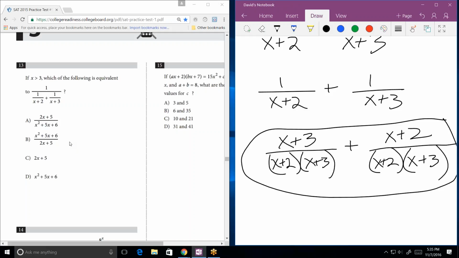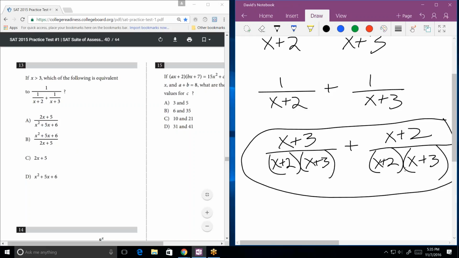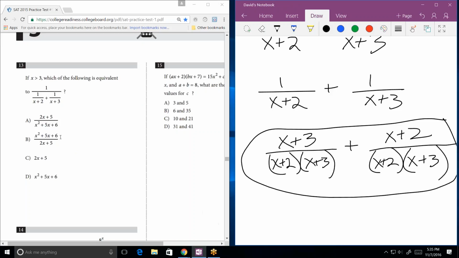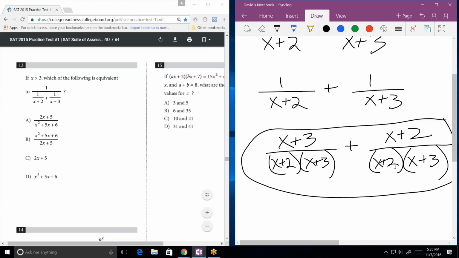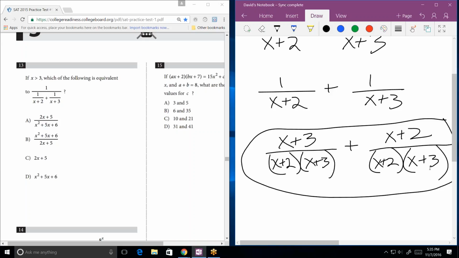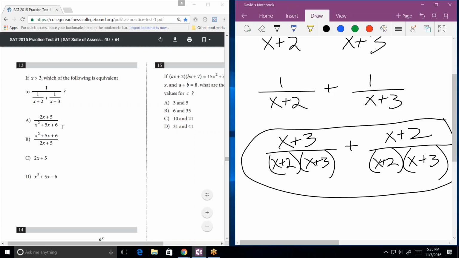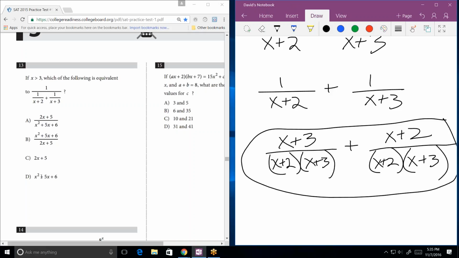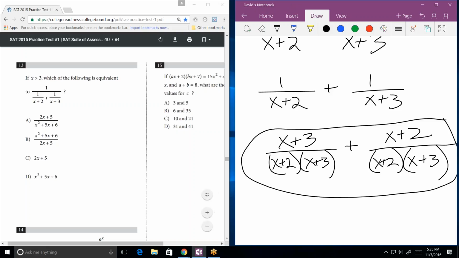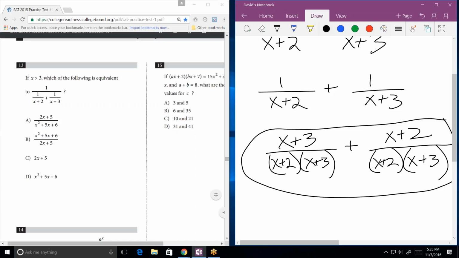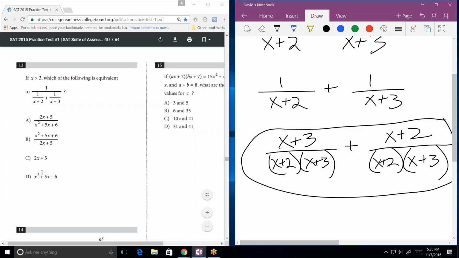But notice that because it's multiple choice, I don't actually have to do that multiplication. I can look at the answers and tell it's got to be B, because 2x plus 5 is in the denominator. The only other terms are x squared plus 5x plus 6 here and here. So you know that x plus 2 times x plus 3 must equal x squared plus 5x plus 6 without actually doing it, because they've given it to you in all the answers except C. So you know what that multiplies out to by looking at the multiple choices.